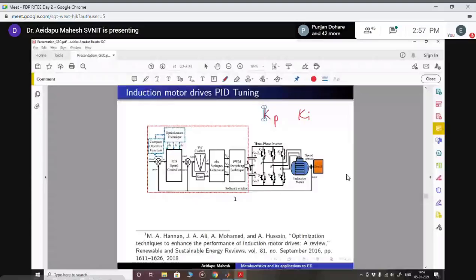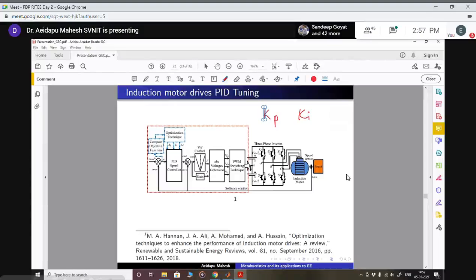Some people may call it the Ziegler-Nichols method, or some people develop the state space model of your entire inverter, motor, controller. So you have to make the transfer function, develop the Bode plot, then find out your kp and ki such that your gain margin and phase margin are positive. So that is one approach.